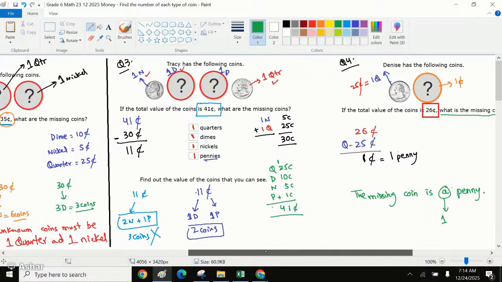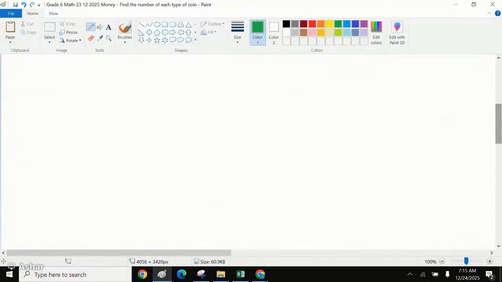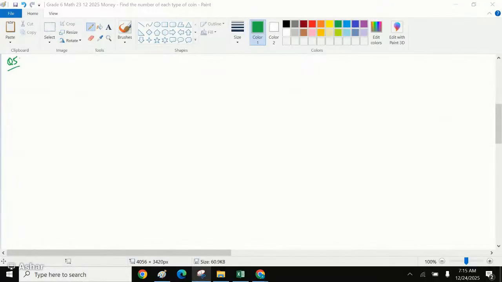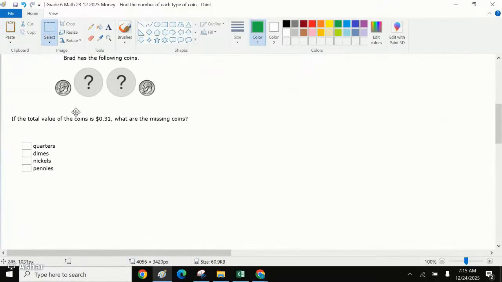I'll just copy this. That would be our question number 5. And the question number 5 states that, let me just give a screenshot rather than making it again. Okay. Can we say that if this was a question given to us, this was question number 5. The question says Brad has the following coins. It's on your screen as well. The total value of the coins is $0.31. So can we say dollars 0.31 should be equal to 31 cents?